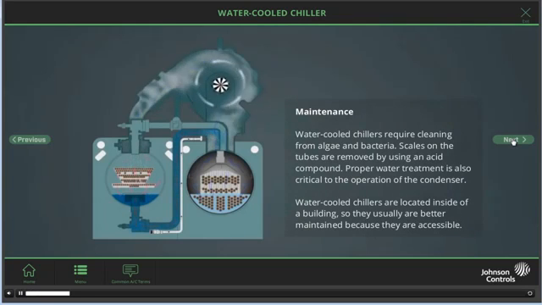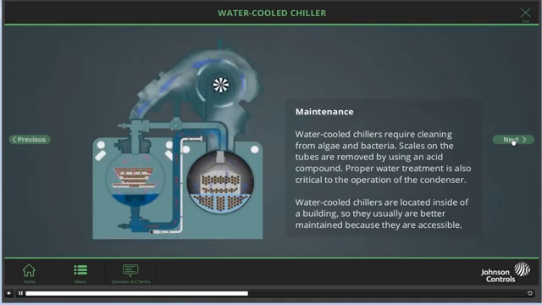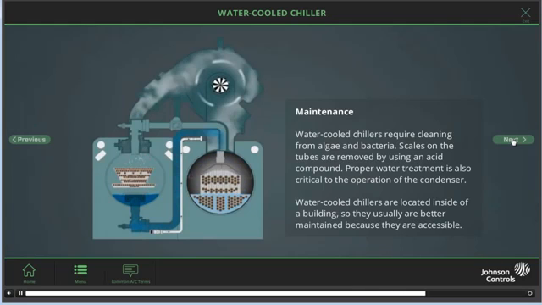Water-cooled chiller maintenance. Water-cooled chillers require cleaning from algae and bacteria. Scales on tubes are removed by using an acid compound. Proper water treatment is also critical to the operation of the condenser. Water-cooled chillers are located inside of a building, so they are usually better maintained due to being more accessible.